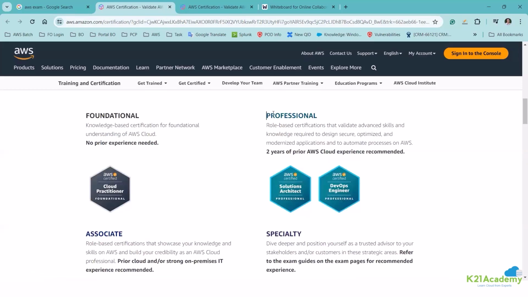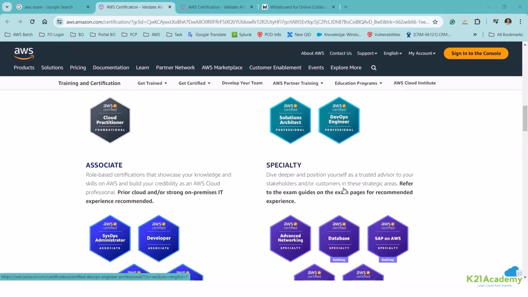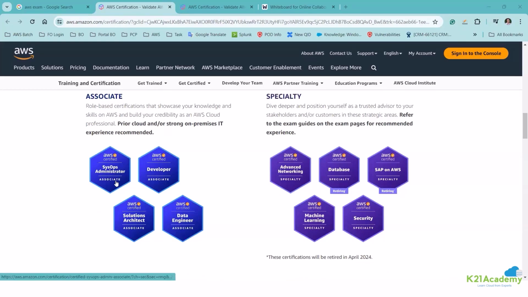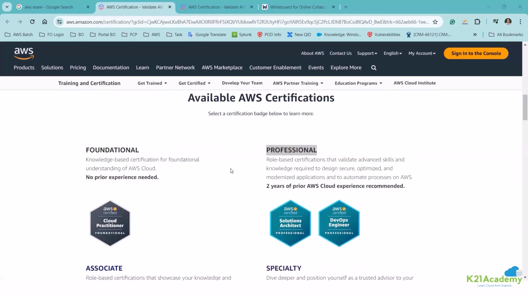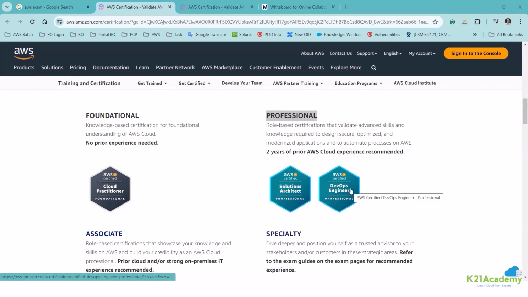Then the next level is the professional level. If you ask me which is the most challenging certification in the entire world, I can name the Solution Architect Professional. This is one of the top 5 hardest certifications. In professional, you have 2 certifications: Solution Architect Professional and DevOps Professional. DevOps is nothing but a mixture of SysOps Administrator Associate and Developer Associate, and it becomes the DevOps Engineer Professional.